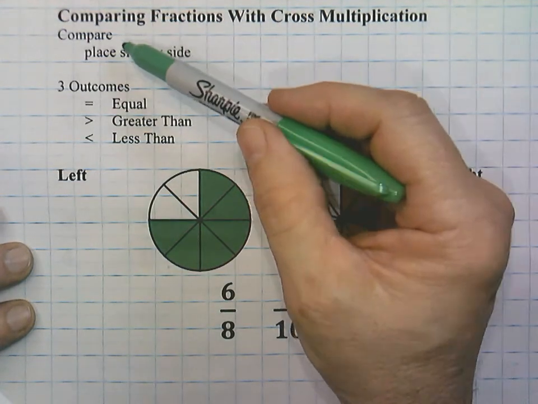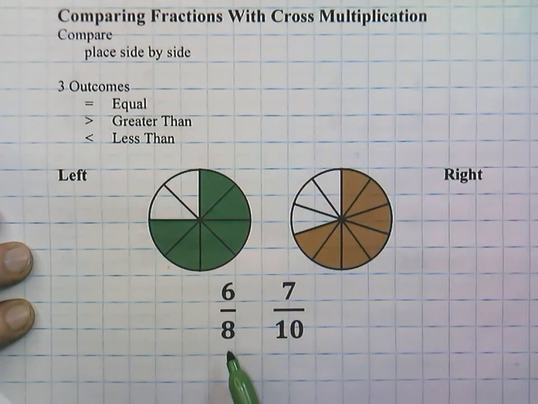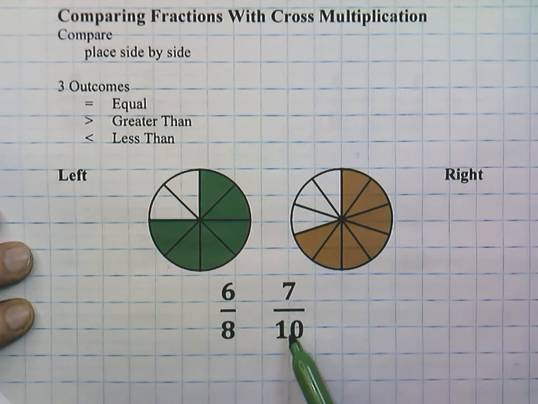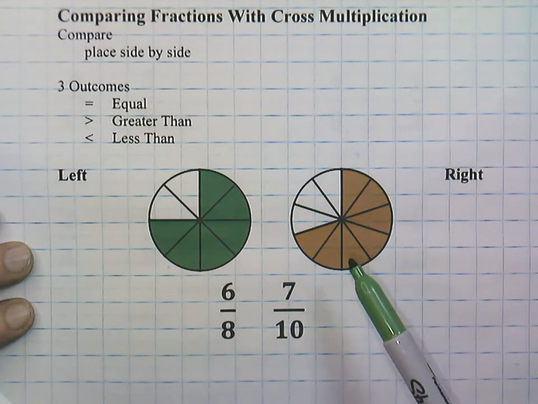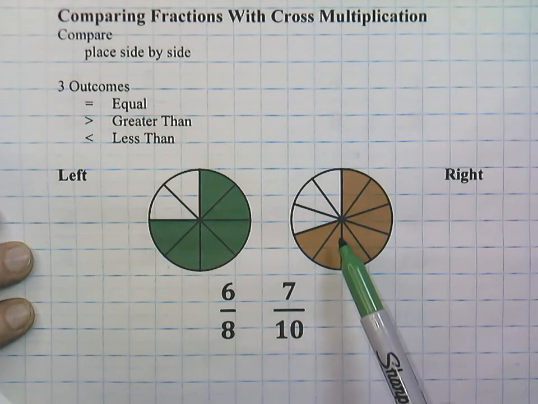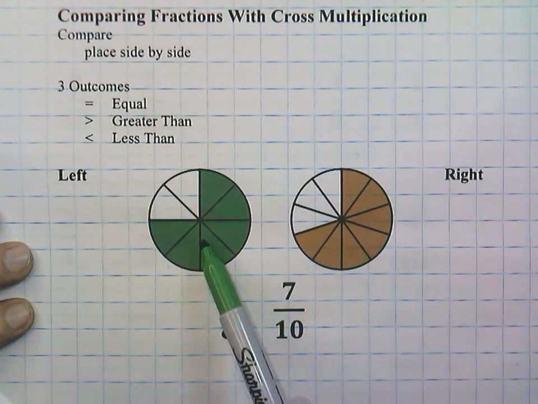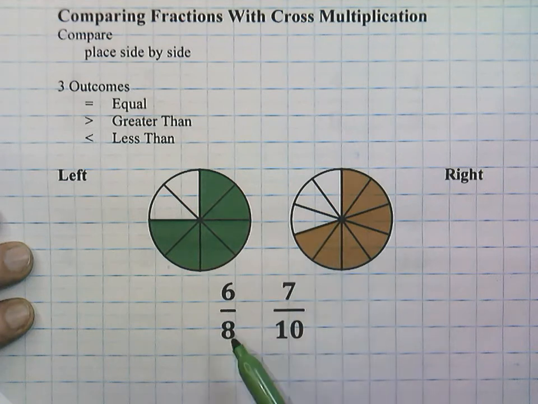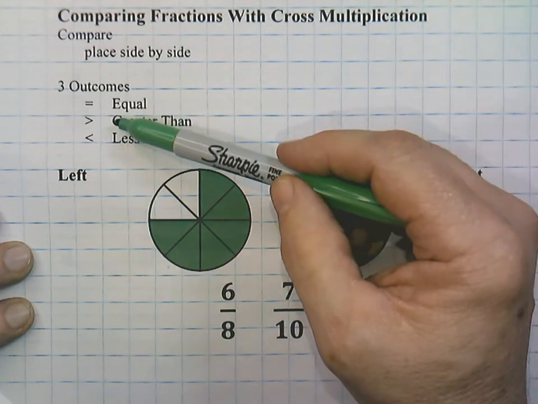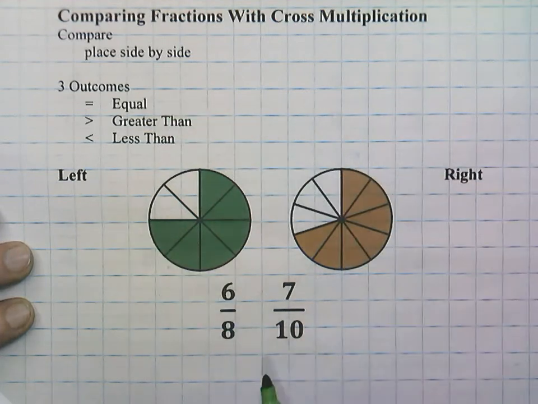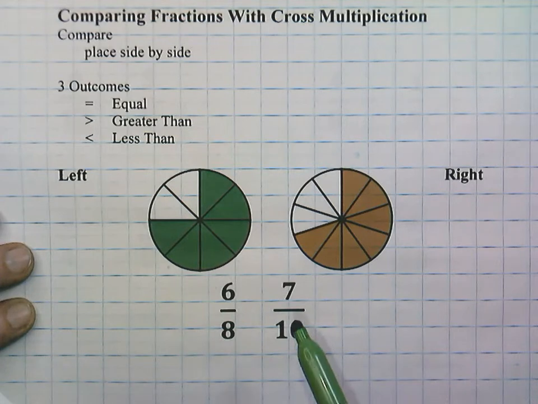Comparing fractions means that we place the fractions side by side. In this case, 6/8 is on the left side and 7/10. And we see the model for 6/8 and the model for 7/10. And they're pretty close. When you have models, you can tell. I can tell that this one's a little bit bigger, but if we did not have these models, it's a little bit hard to tell, and that's where the cross multiplication comes in. We have three outcomes: equal, greater than, and less than. Remember, when we read this from the left side across to the right. Okay, let's try our cross multiplication.